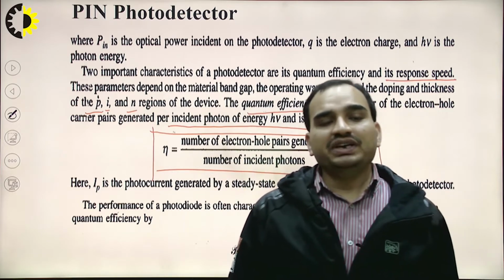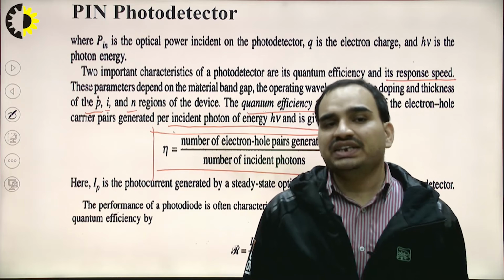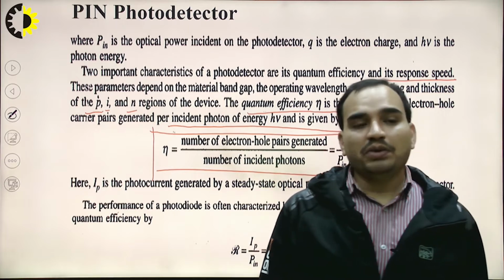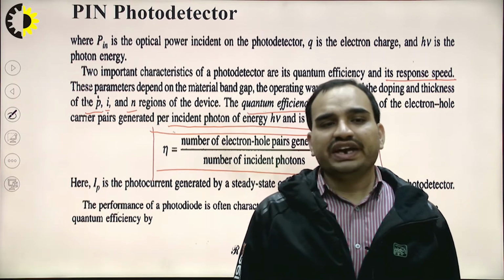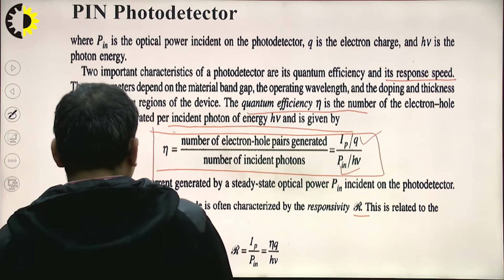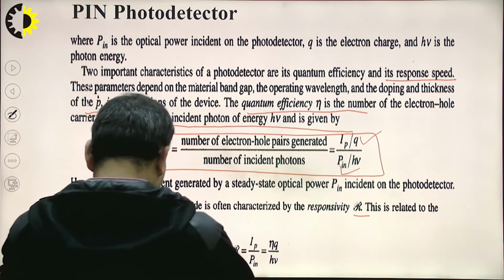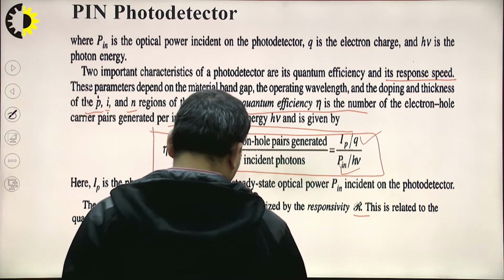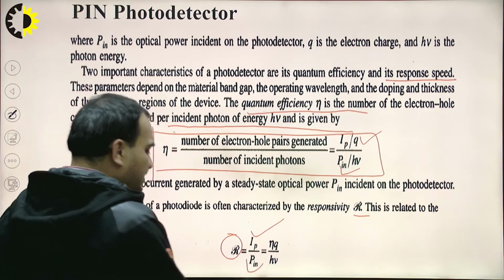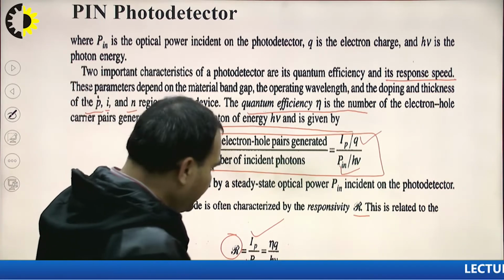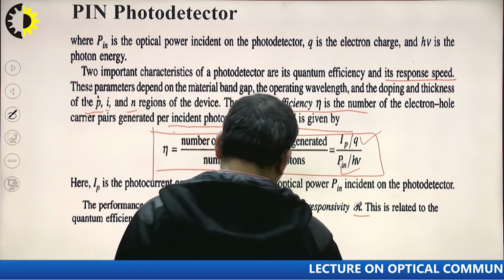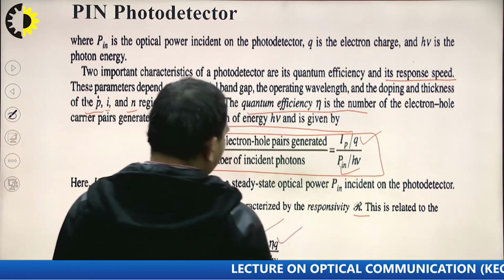Here IP is the photocurrent generated by the steady state optical power Pin incident on the photodetector. The performance of the photodiode is often characterized by the responsivity, which is related to the quantum efficiency. The responsivity R is given by IP, the photocurrent, divided by Pin, the incident optical power, and we know that this equals η Q by hν.